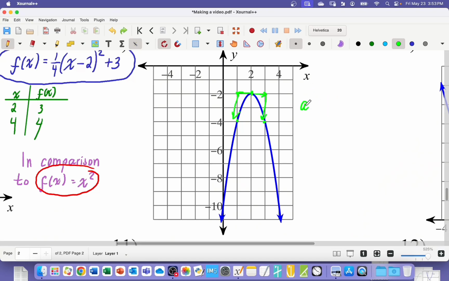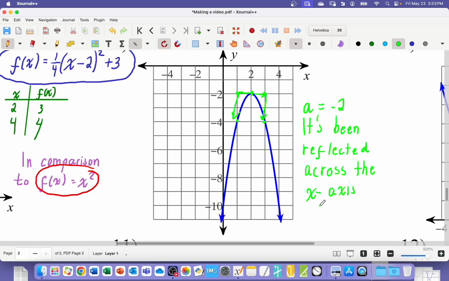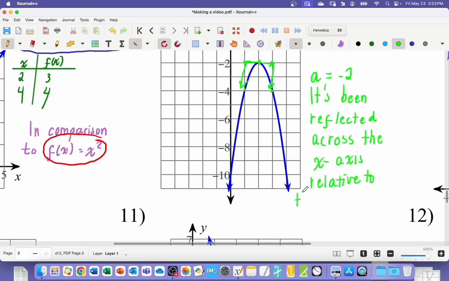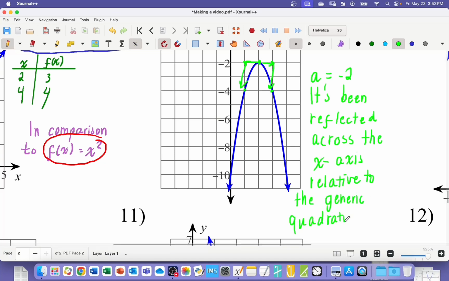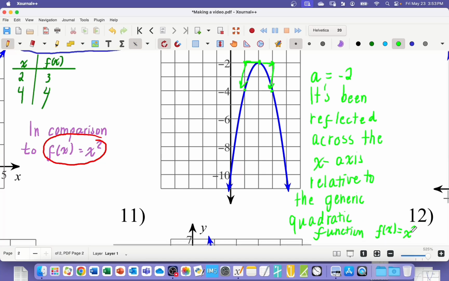Oh, an a of negative 2, because I know it's negative because it's been inverted. It's been reflected across the x-axis relative to the generic quadratic function f of x equals x squared. Okay, that's that, I think.